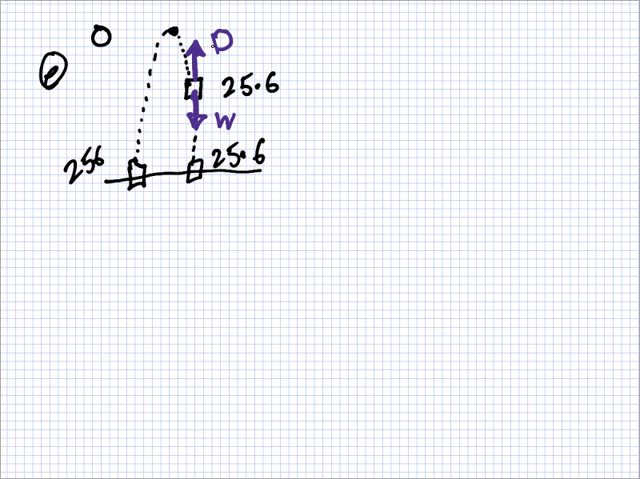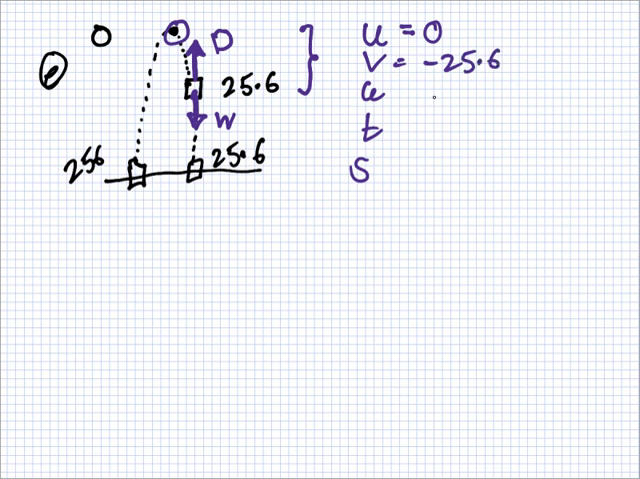So my question is, how long does it take to reach its terminal velocity? Let's write down the info. U, V, A, T, S. We know the U. What is it? 0, if it's from here. We know the V is minus 25.6. Do we know the A? Well, we'll have to think about it. We don't really know the A, or the T, or the S.